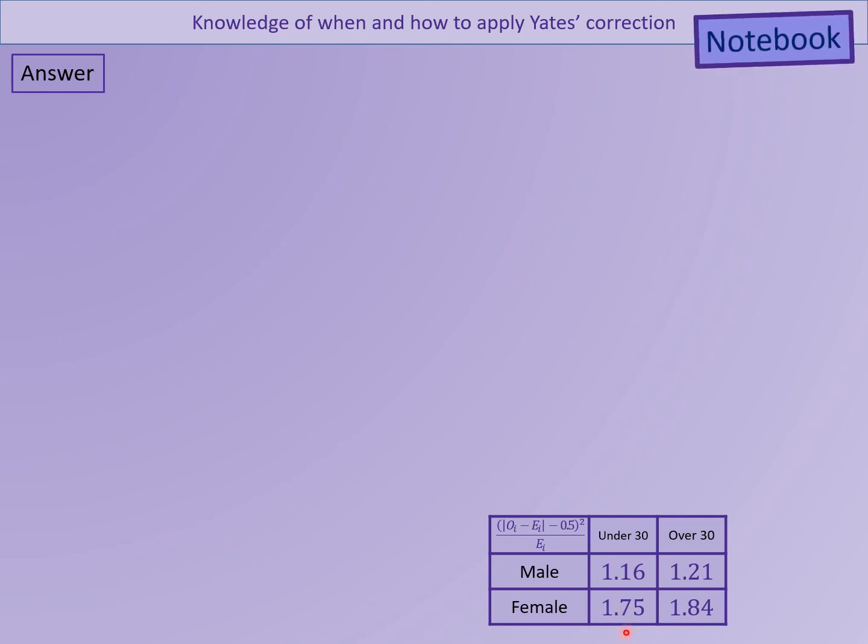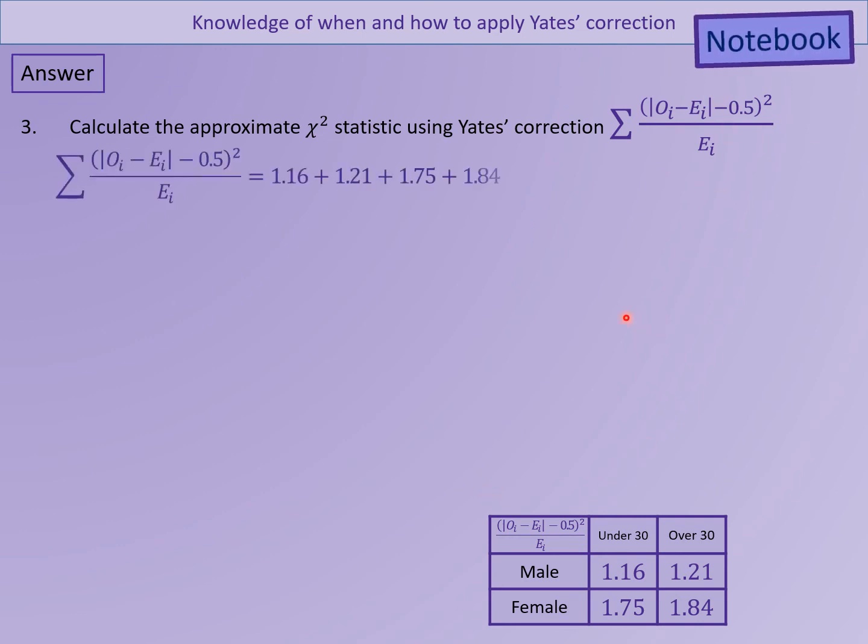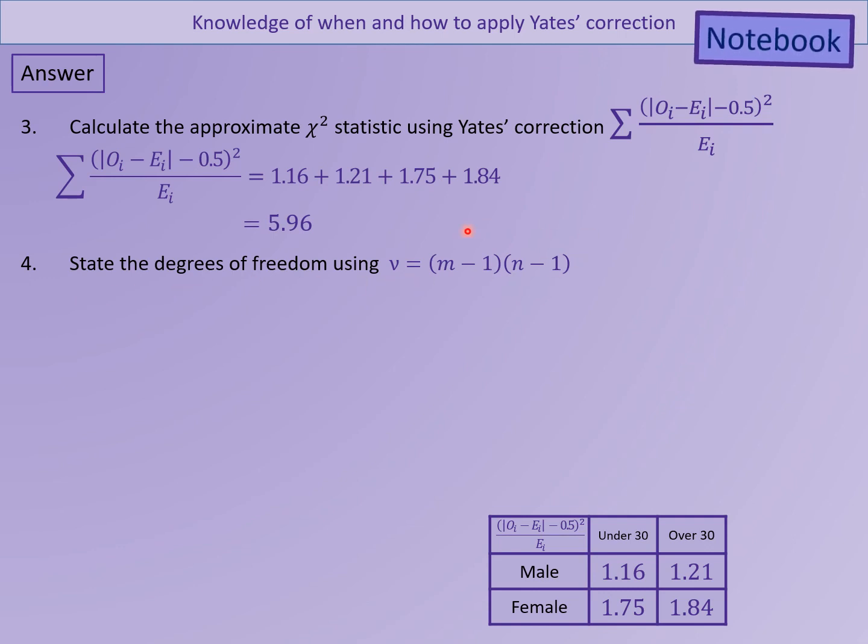Okay, so once we've got these bits filled in, now what we can do is finish off our chi-squared test. We've finished with everything that's different. Now we carry on as we would have done previously. So we've got Yates Correction, we add up our values, put in there, and we get a value of 5.96. We still look at our degrees of freedom. We know what it is because we had to use Yates Correction, so we know it's 1. That's why we did it.